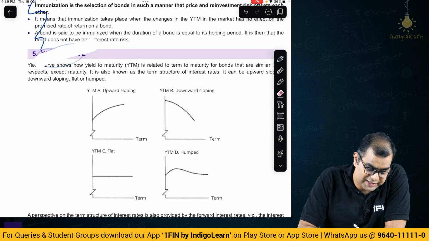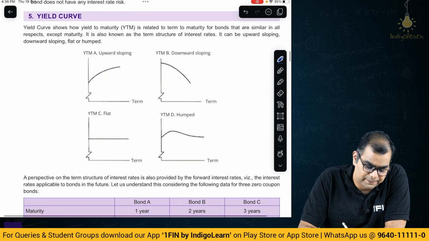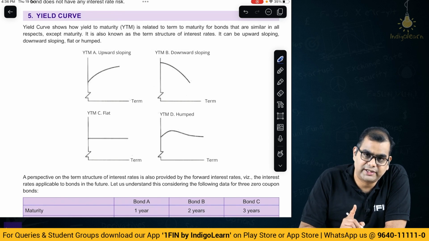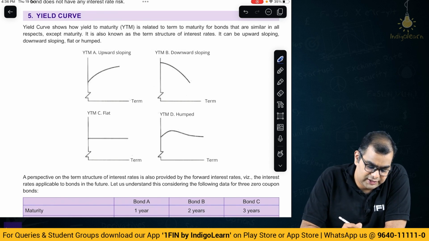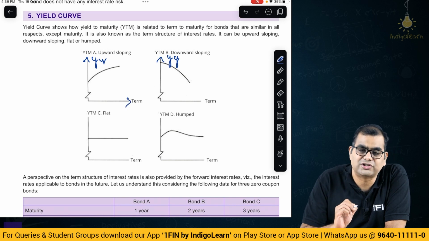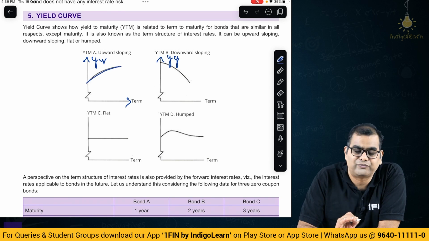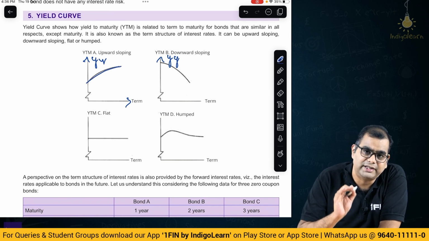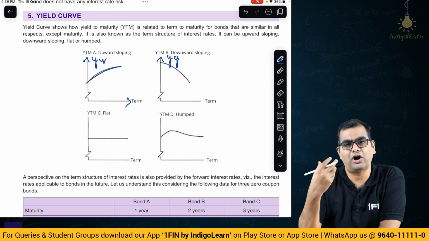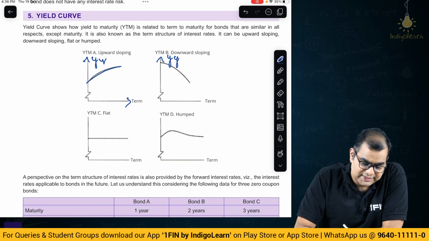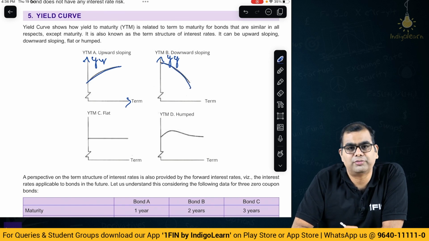Then we need to discuss something called the yield curve. What is a yield curve? A yield curve, unlike a price to yield relationship, has the yield on the y-axis and tenure on the x-axis. Here, as the tenure increases, typically the yields increase. That is, if I am asking you for a long-term loan, you will ask for a higher interest rate. But in some cases, the yields may be downward sloping.